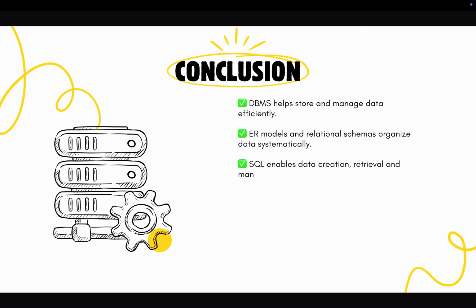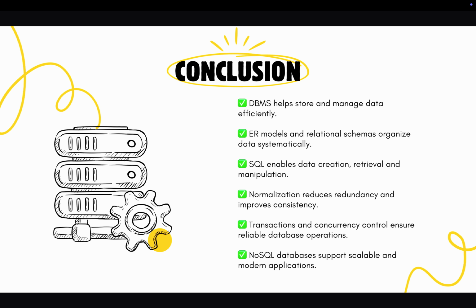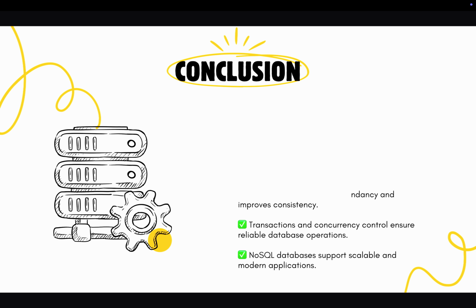In conclusion, database management systems play a vital role in storing, organizing, and managing large amounts of data efficiently. Through the taxi management system example, we explored important DBMS concepts including ER modeling, relational databases, SQL, normalization, transactions, concurrency control, and NoSQL databases. These concepts help build reliable, scalable, and efficient real-world applications.